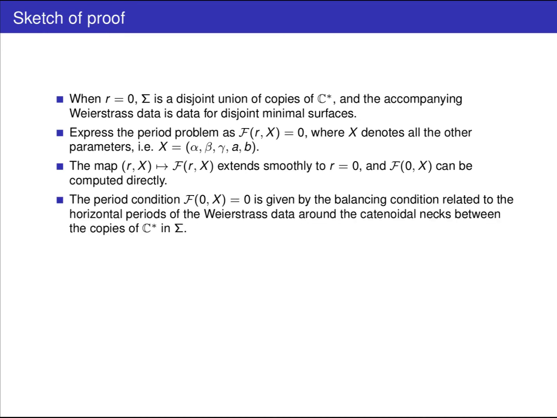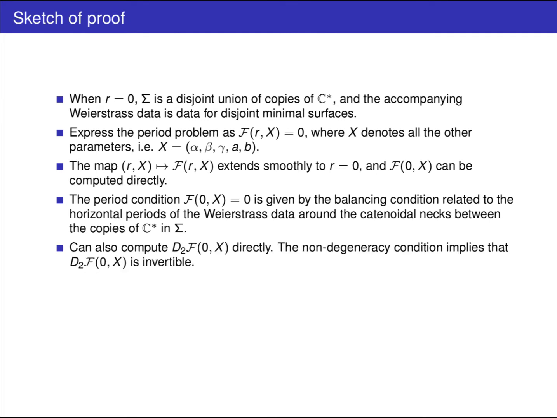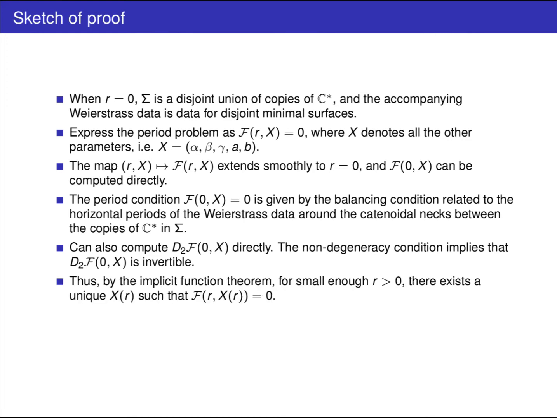So we've got the period problem f of (0, x) equal to 0, given by the balancing condition related to the horizontal periods of the Weierstrass data around the cat and fiddle necks between the copies of C star and sigma. We can also compute the D2 of f of (0, x) directly. And the non-degeneracy condition implies that D2 of f of (0, x) is invertible.